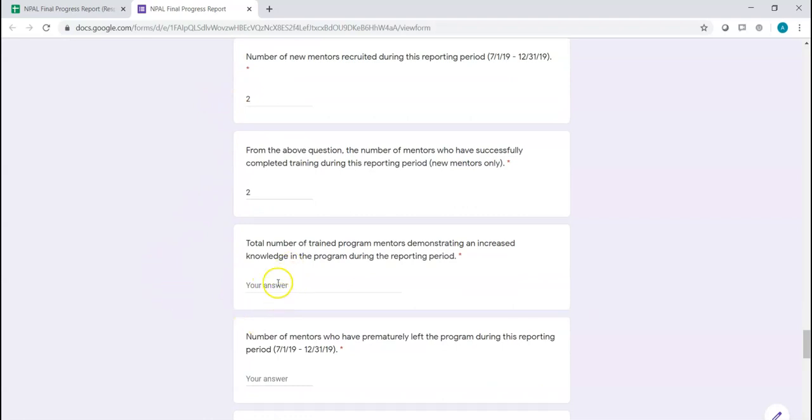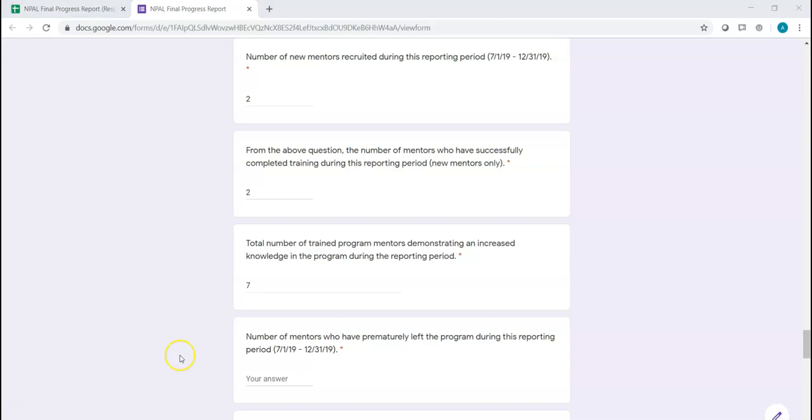Again, ideally, all 7 will have demonstrated an increased knowledge of the program, but that might not be the case. But again, it can't exceed that number. So this could never be 8 or 9 or anything like that. But ideally should be the total number. So I'm going to put 7, saying all my mentors demonstrated an increased knowledge in the program during the reporting period.